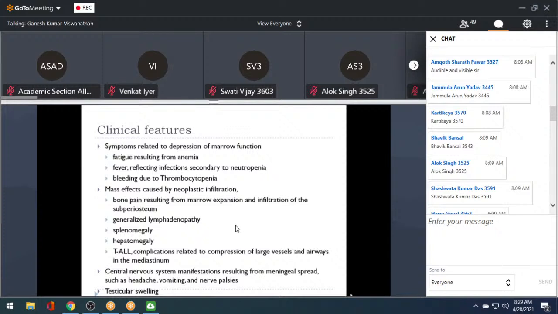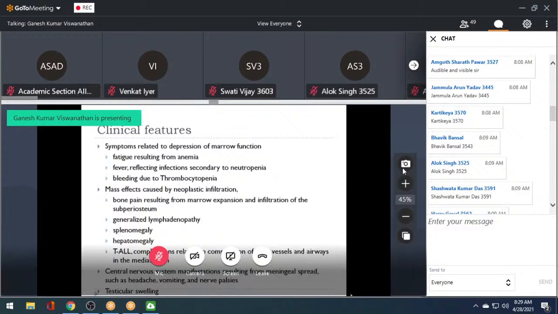Another common presentation of T-ALL, acute leukemias, is as a lymphomatous mass within the mediastinum. So the patient has mediastinal masses or masses within the abdomen. The lymph nodes can enlarge and compress the normal organs.